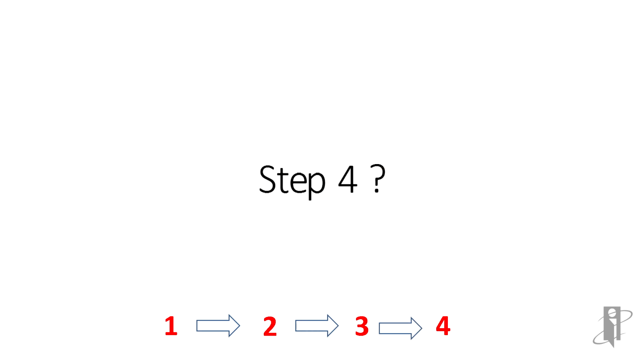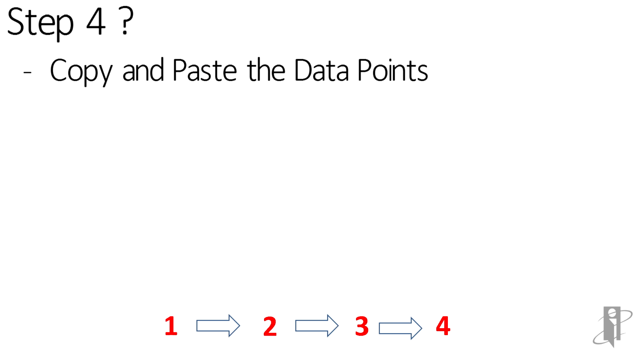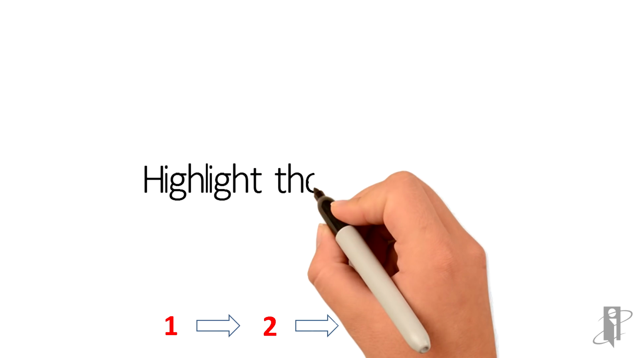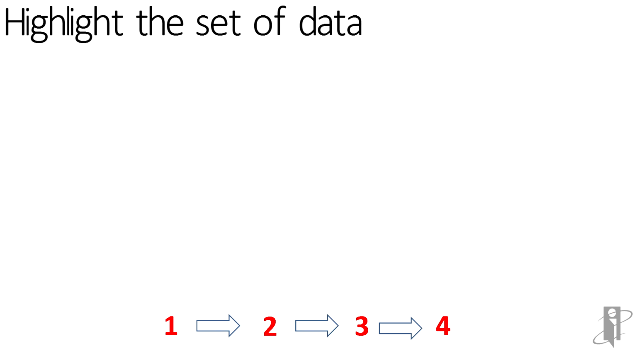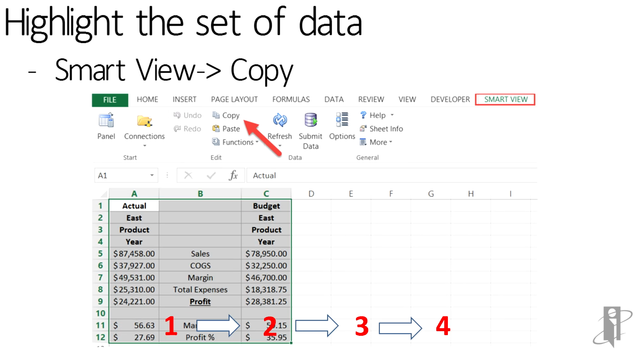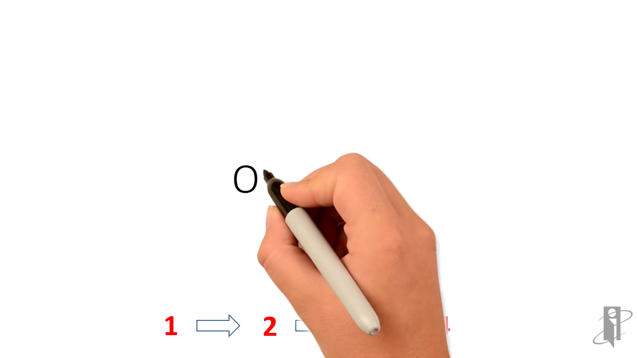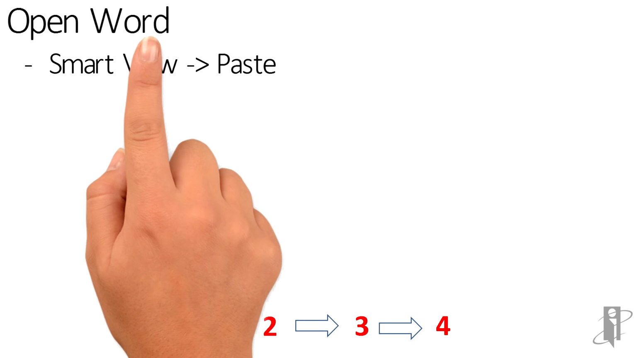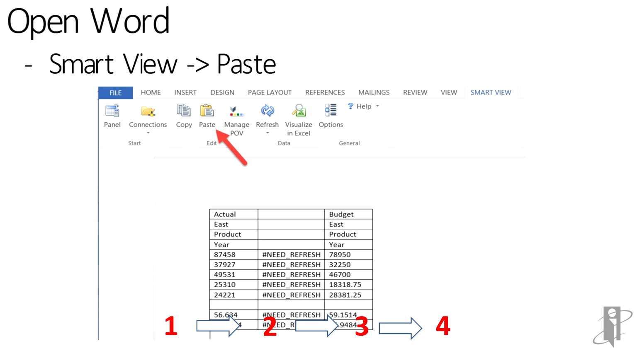The last step is to copy and paste the data points from Excel to your Word document. Highlight the set of data that needs to be copied. Select the SmartView ribbon and click on Copy. In previous releases, this says Copy Data Points. Next, open a new Word document. Notice there's now a SmartView ribbon at the top of your Word document. Click on that ribbon and select Paste. In previous releases, this says Paste Data Points.